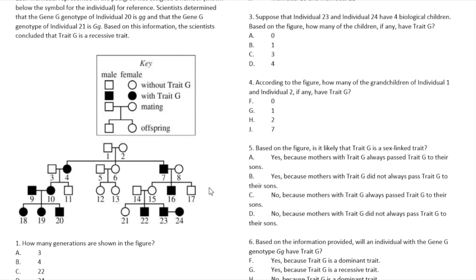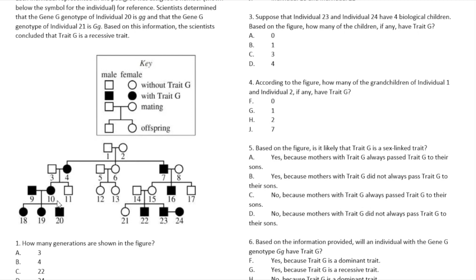have regarding trait G. Here's one mother, individual 4, and she does have trait G, and she has one son and one daughter, and the son does not have trait G. Okay, that tells us something, that A is not correct because mothers with trait G do not always pass trait G down to their sons. And that also means that C is incorrect because of the same reasoning.